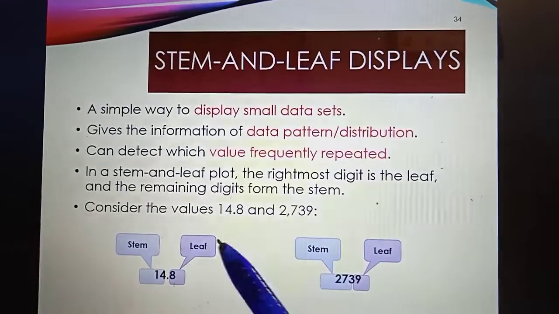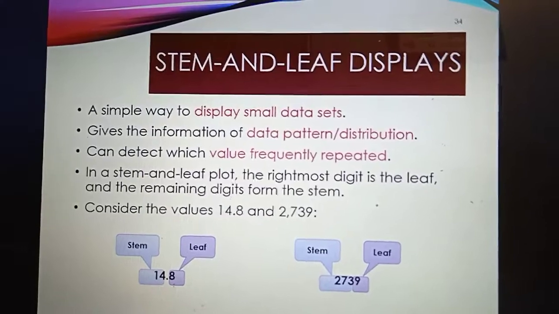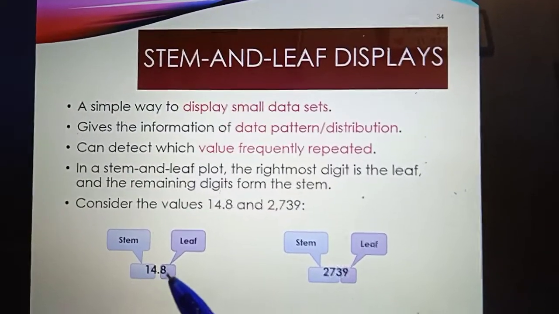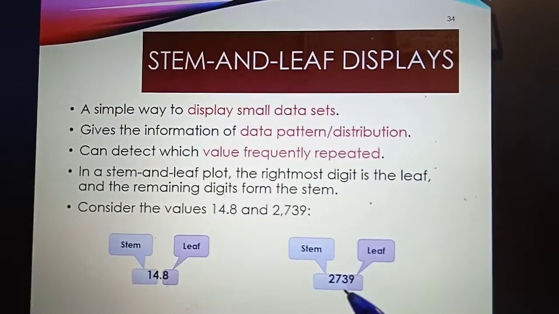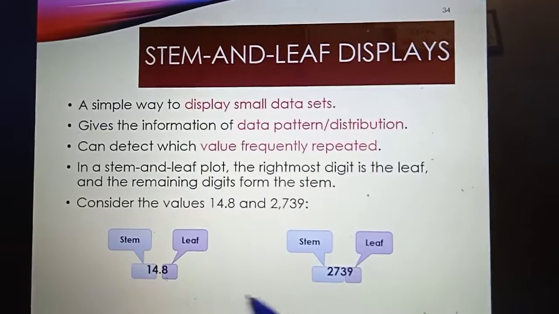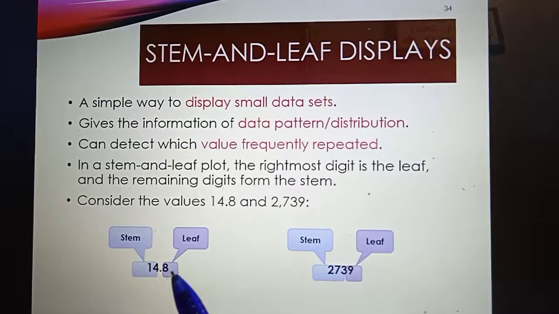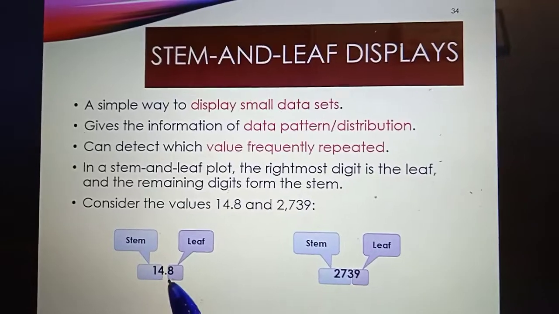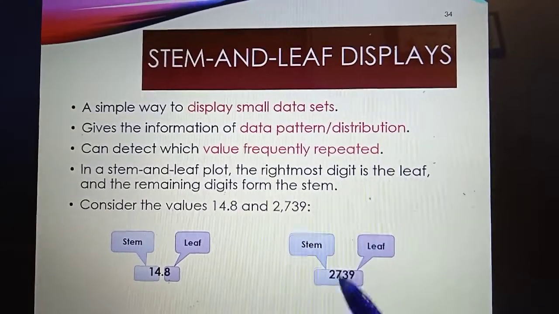Consider values 14.8 and 2739. Okay, katalah dua value ni. Number yang paling kanan sekali, 14.8 ni number paling kanan sekali adalah 8. 2739 number yang paling kanan sekali adalah 9. So, number 8 dengan 9 ni adalah leaf. Okay, the rest yang belah kiri tu adalah stem. Macam ni 14 are stem. Macam ni 2, 7, 3 adalah stem.